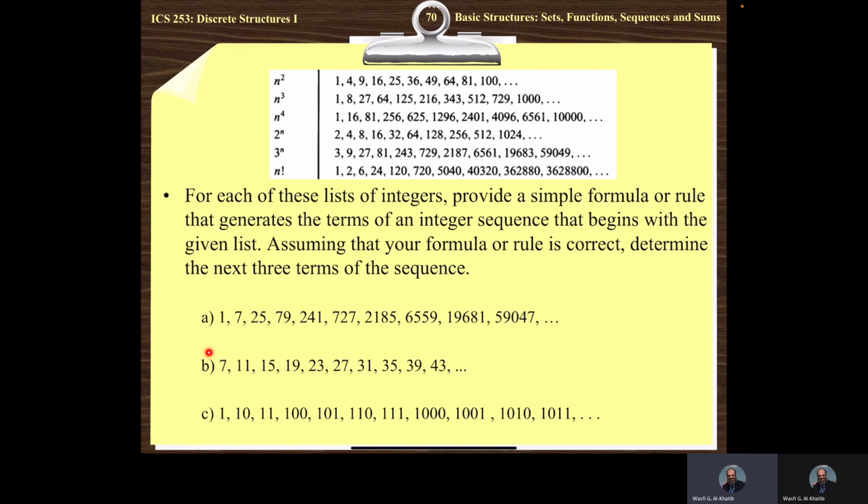What do you think? 3 to the power n. Okay, so 3 to the power n. What do you want to do with 3 to the power n? an equals 3 to the power n minus 2, and n starts from 1. Let's check it out. If you look at 3 to the power n, you see that we have 3, 9, 27, 81, 243, 729, 2187, 6561, and so on and so forth.